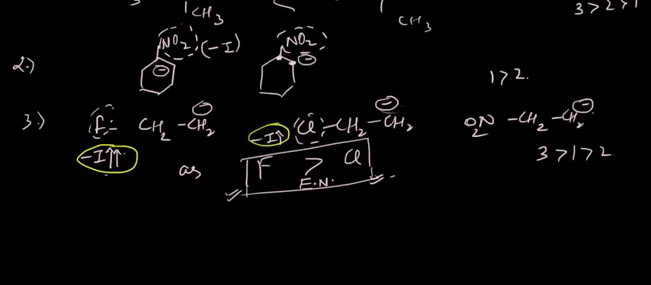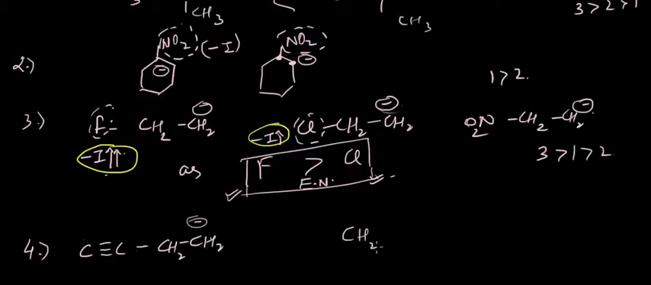Okay, let's look at the fourth example, wherein we have an alkyne group, and we have CH2 minus, and we have CH2 here, and we have CH2 double bond CH2 and CH2 minus here. Okay, so what would be the stability order?